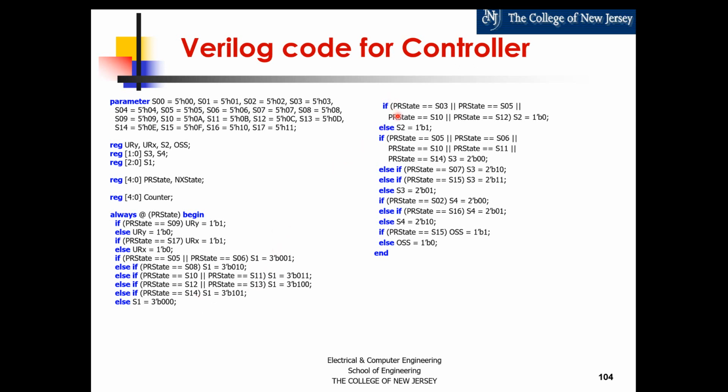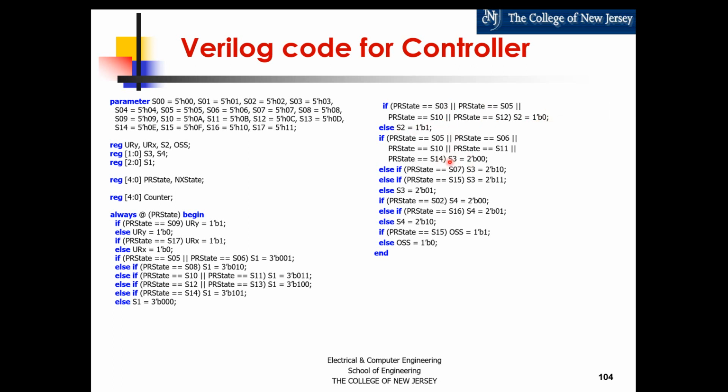And I do the same thing for all the different signals. This is for S2. S2 gets asserted, and I can control what the assertion levels are, whether I want it a 0 or I want it a 1. But I just look at the states. States 3, 5, 10, and 12. S2 is 0. Otherwise, it's 1.